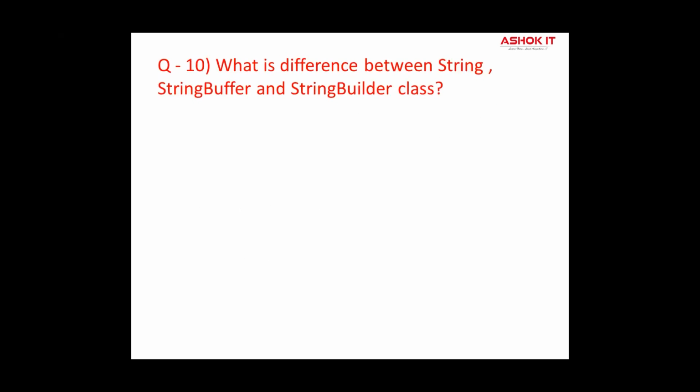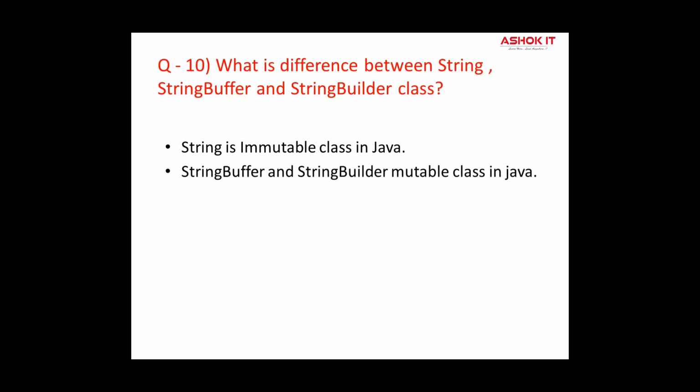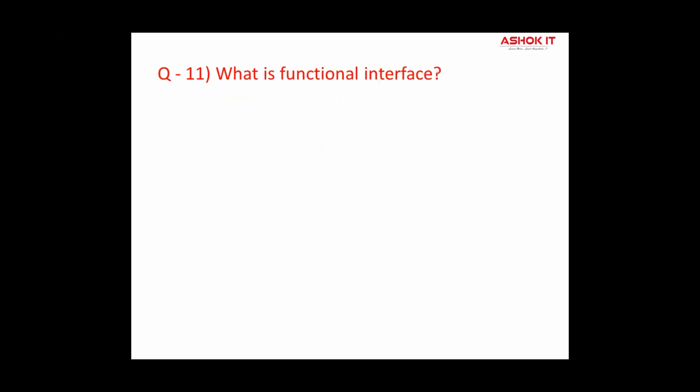Question number 10. What is the difference between StringBuffer and StringBuilder class? String is an immutable class. Immutable means you can't change it. Whereas StringBuffer and StringBuilder, these two classes are mutable classes. Another difference, StringBuffer is a synchronized class, whereas StringBuilder is non-synchronized. Synchronized means StringBuffer is thread safe, whereas StringBuilder is not thread safe.